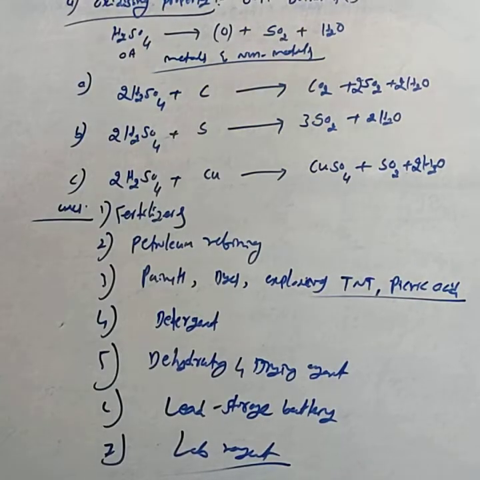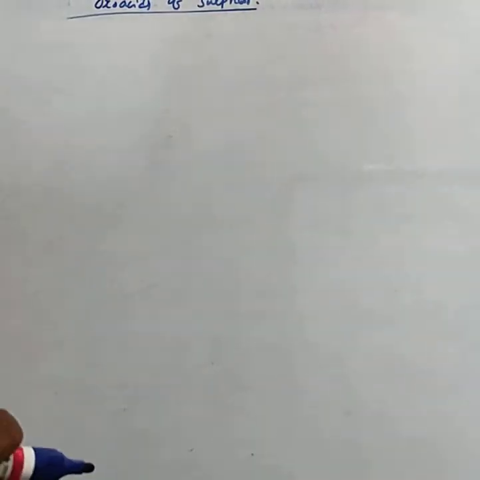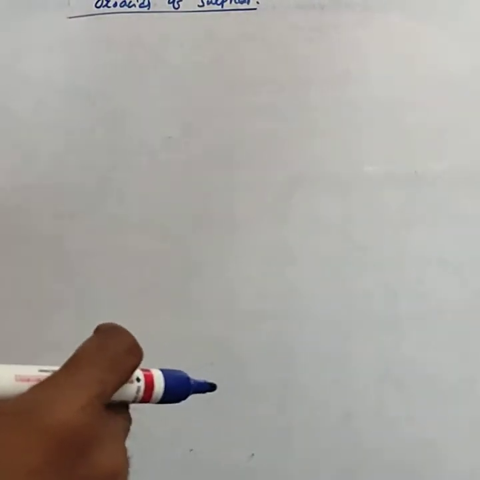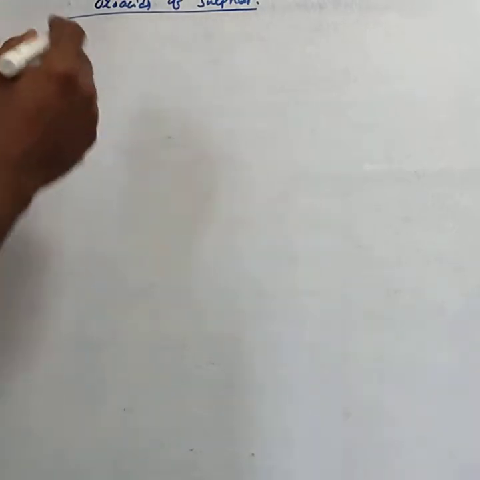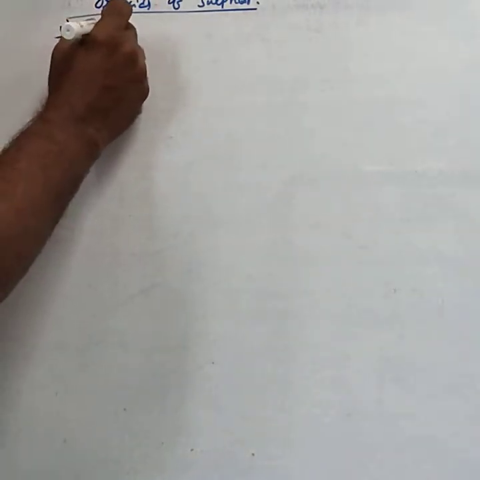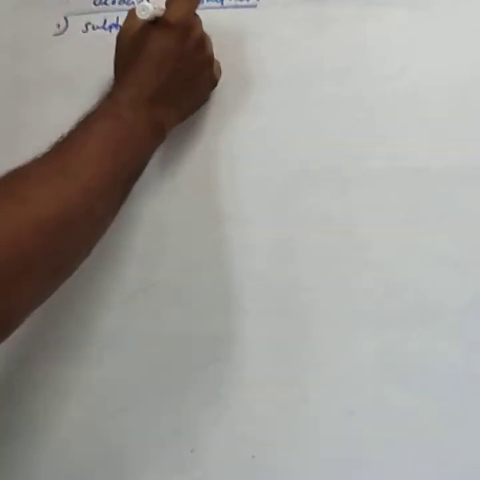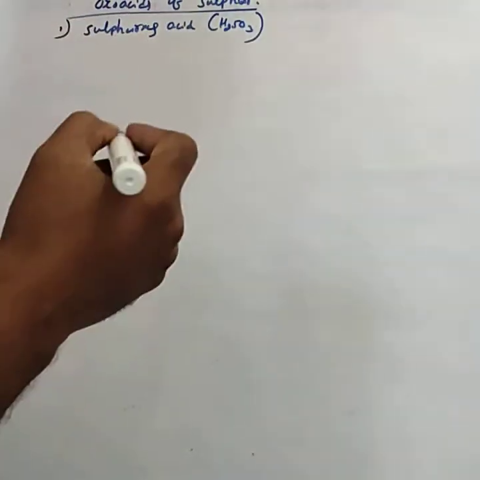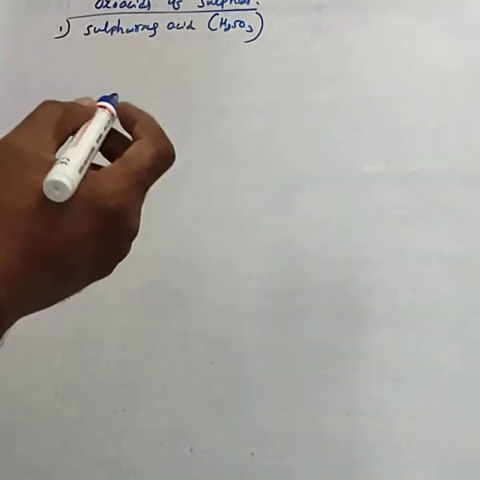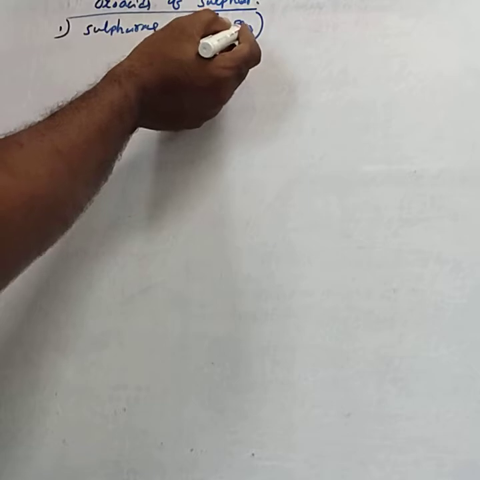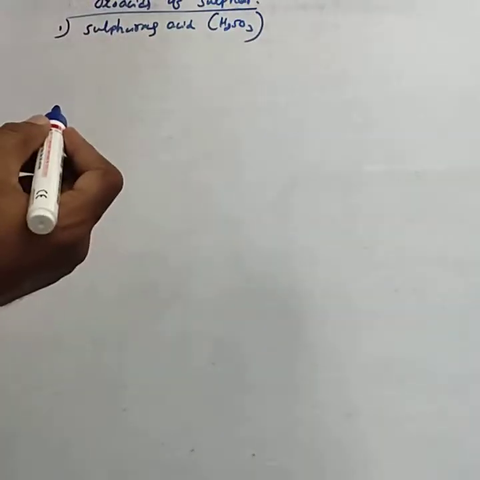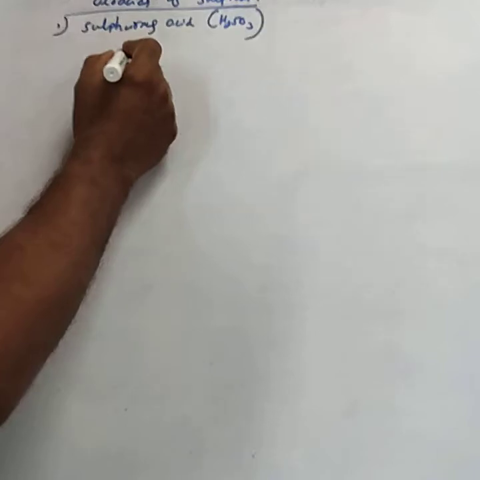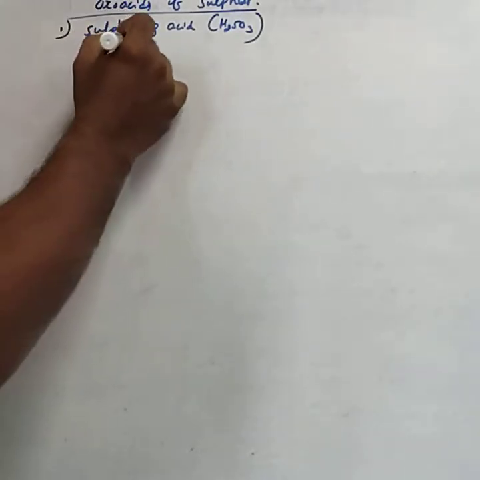Finally, we take the oxo acids of sulfur. For your board examination, you have to glance over these oxo acids. First one is sulfurous acid, H2SO3. You have to write the structures also. They will not give the formulas. You have to remember the formula. Sulfurous acid formula is H2SO3. All the oxo acids have a tetrahedral structure.